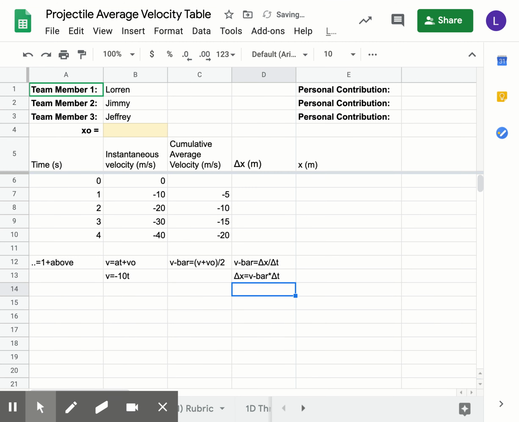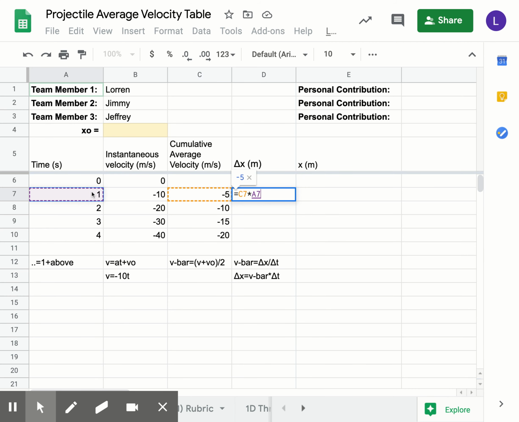And since the beginning interval of time is the very beginning, 0, delta t equals t. So this equals this times time. So minus 20 times 4 is minus 80.